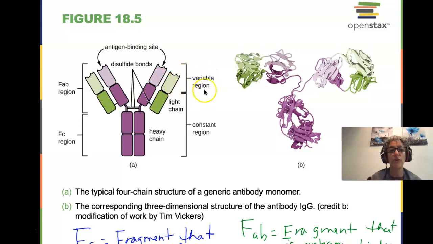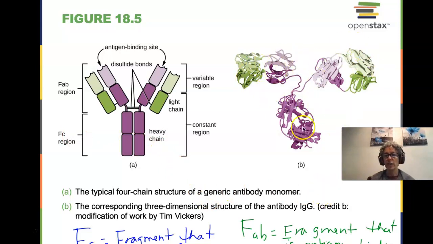So this variable region, in addition to the whole light chain, is called the FAB because it's the fragment, that's the F, and the AB is antigen binding. And this portion at the bottom is the FC, the fragment that is always constant.